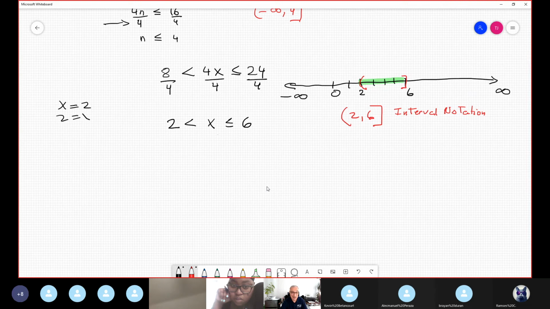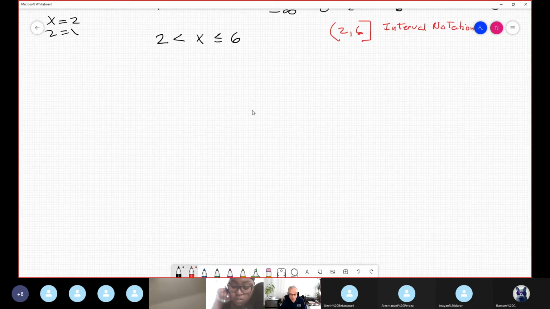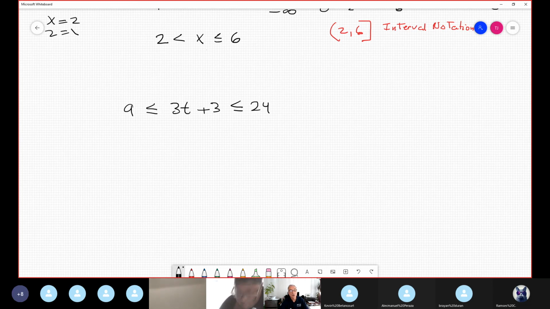Que look like a compound, pero actually it's not compound. Bueno, es compound, pero es special compound. Suppose this example que es 9 less than or equal 3t plus 3 less than or equal 24. And my goal is solve for t.